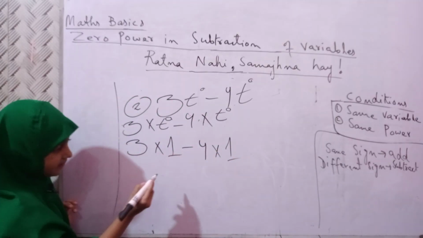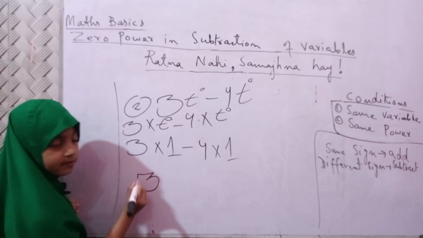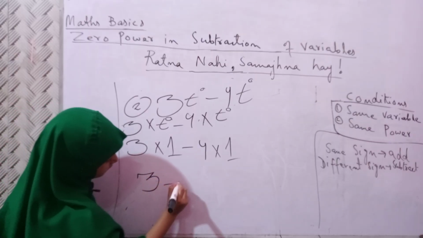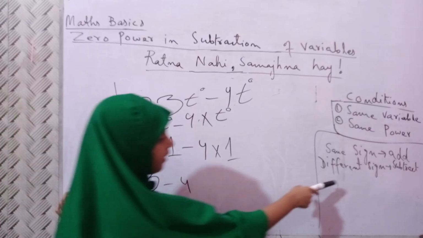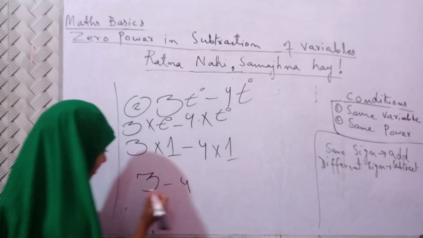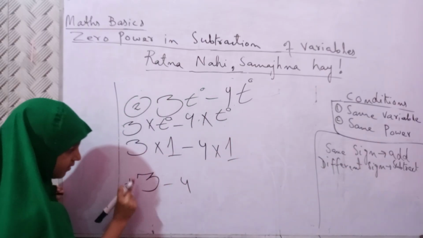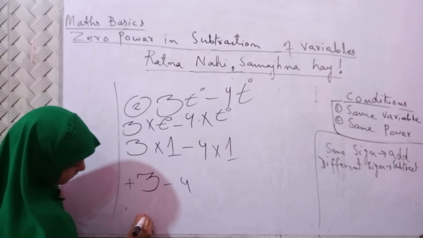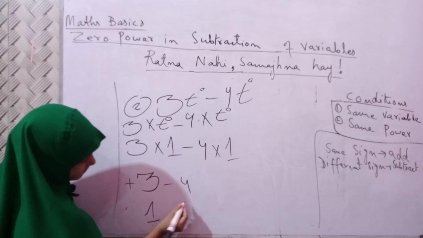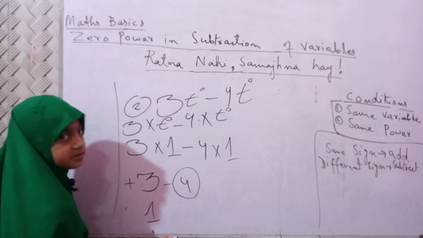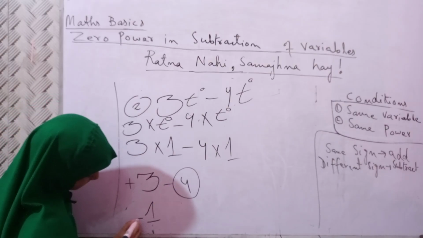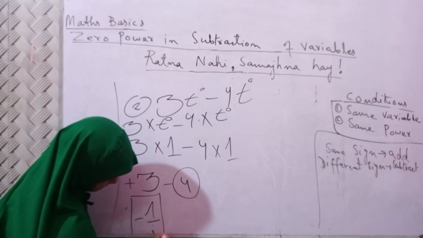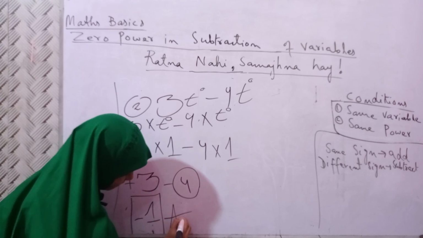Look, 3 ones are 3, 4 ones are 4. You see, different sign, subtract. There is plus. Different sign means minus. 4 minus 3 is equal to 1. Which is the biggest number? 4 is the biggest number. 4 has a minus sign here. And this is our answer.